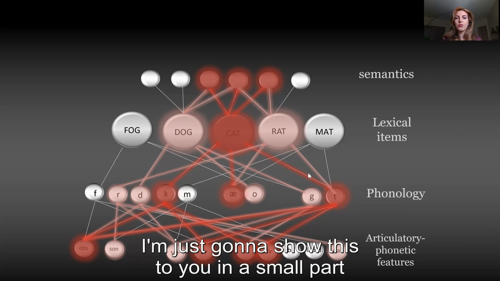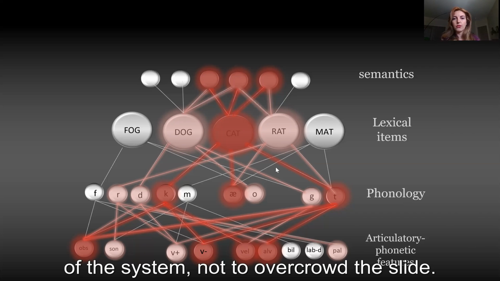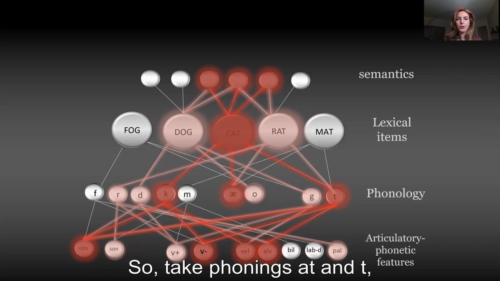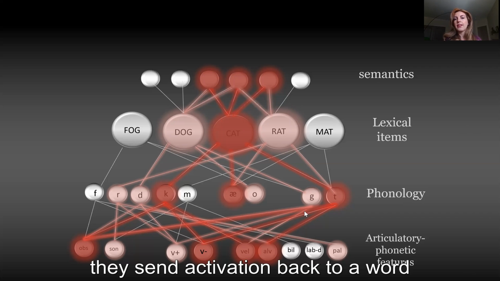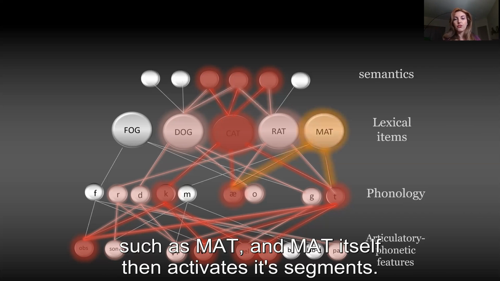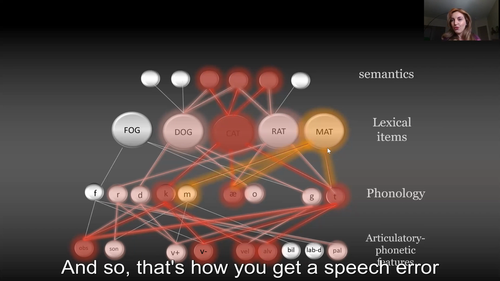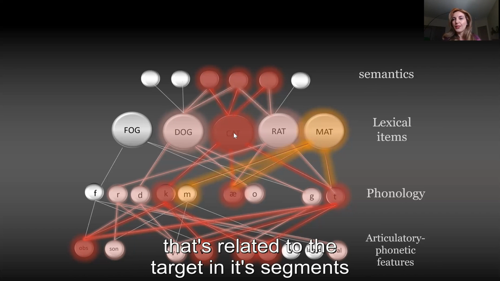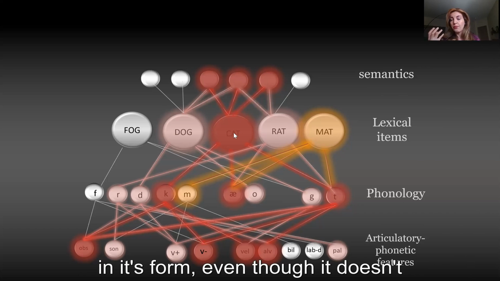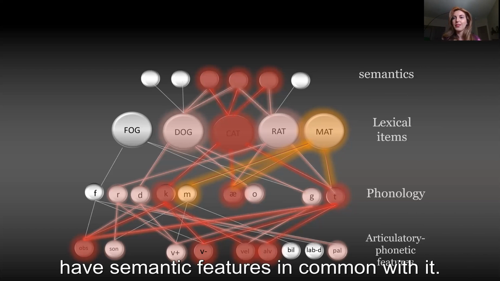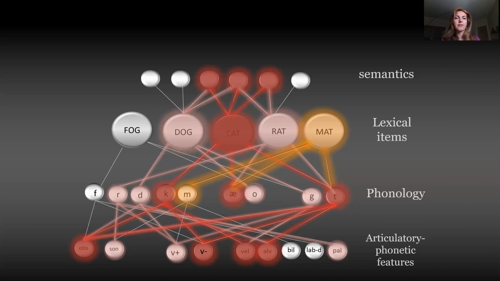I'm just going to show this to you in a small part of the system, not to overcrowd the slide. So take phonemes a and t. When they get activated, they send activation back to a word that shares those phonemes, such as mat, and mat itself then activates its segments. And so that's how you get a speech error that's related to the target in its segments, in its form, even though it doesn't have semantic features in common with it.